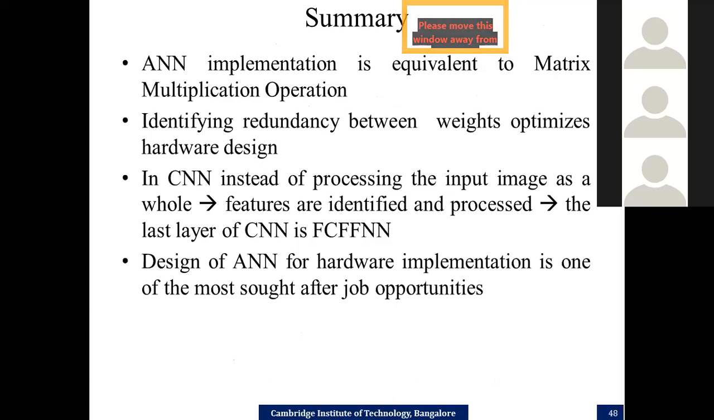So if you see, the summary for today's session is: ANN implementation is equal to matrix multiplication operation. So if you want to implement ANN, you should be well versed with the matrix multiplication process. Identify the weights. You can further optimize your design.